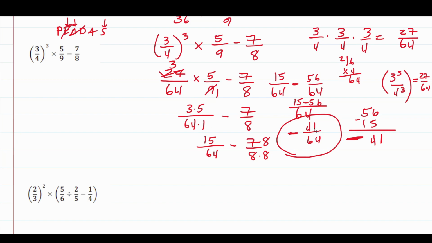41 is a prime number, so you can't reduce this any further. So this is negative 41 over 64. All right, so that's that one.